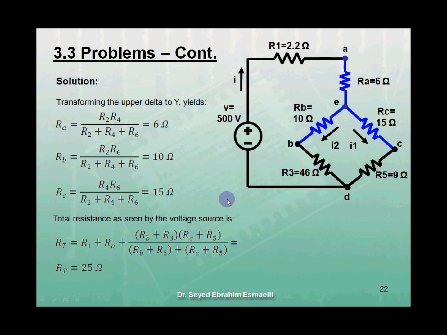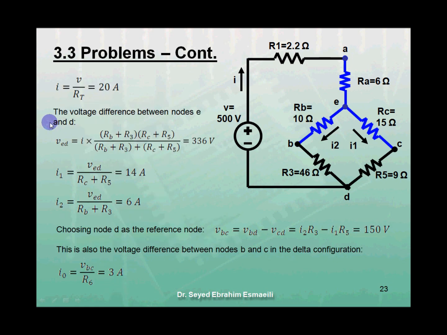from which we can obtain the total resistance as seen by the voltage source, which is given by R1 in series with RA, which is in series with the parallel combination of RB in series with R3 and parallel with R5 in series with RC, which equals 25 ohms. The current supplied by the voltage source, I, equals V over the total resistance, equals 20 amps.